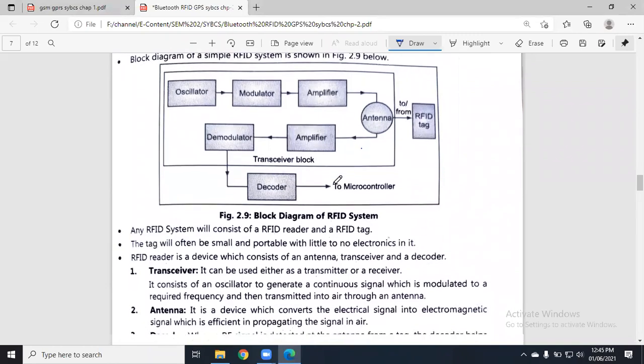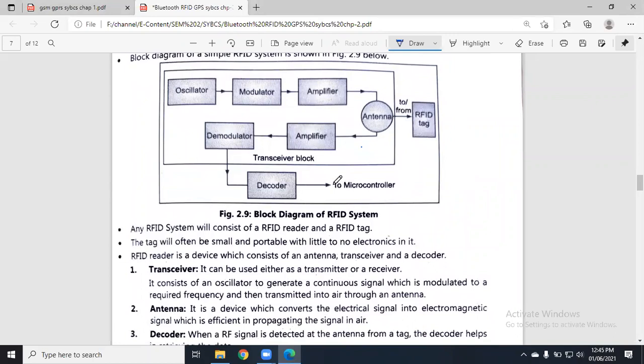Okay. Now we will understand how actually this is going to work. Now, first block, we have an oscillator. Now, what is the oscillator going to do? It is continuously generating the signal. The function of the oscillator is to generate a signal for a continuous period of time.